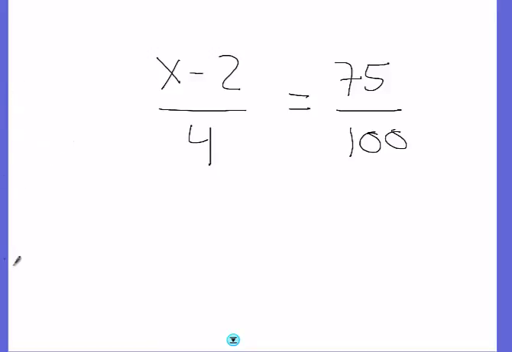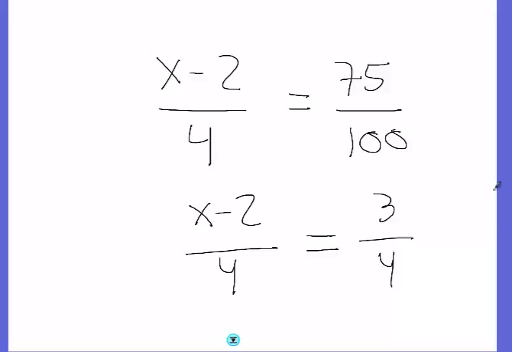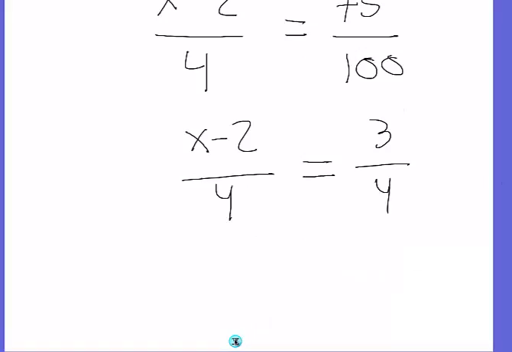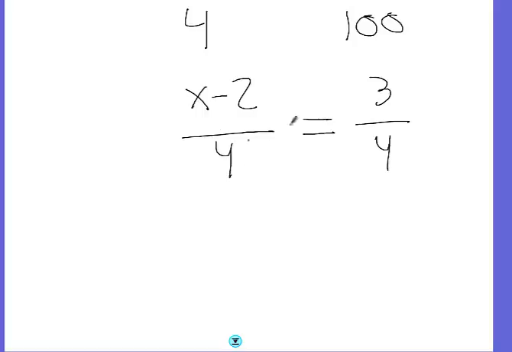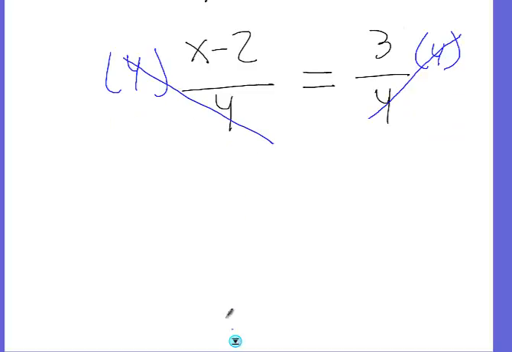So again, the left side we can't simplify, going back to our steps. Can't simplify the left side, but we can simplify the right side. x minus 2 over 4 is equal to 75 over 100, which simplifies to 3/4. So now we have x minus 2 over 4 equals 3 over 4. We need to get this x term by itself. So to get rid of the denominator, we multiply both sides by 4. This one's nice because the 4 over 4 cancels, and the 4 over 4 here cancels.